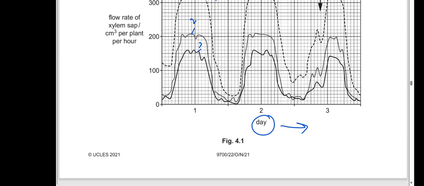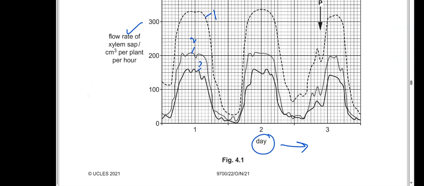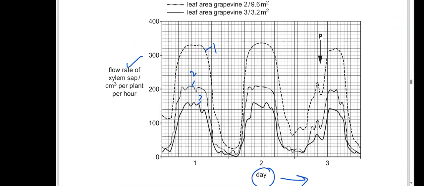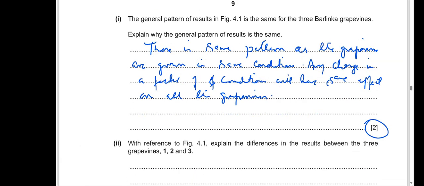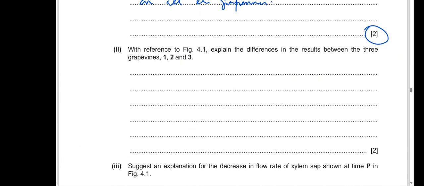So we can see that the highest flow rate is present in grapevine 1, which has the high surface area. And then comes grapevine 2, which has a surface area lesser than grapevine 1. And then the least flow rate of the xylem sap is in grapevine 3, which has the least surface area. That means the more the surface area, the higher the flow rate of xylem sap. The less the surface area, the lesser the flow rate of sap. So we can see these are the differences.